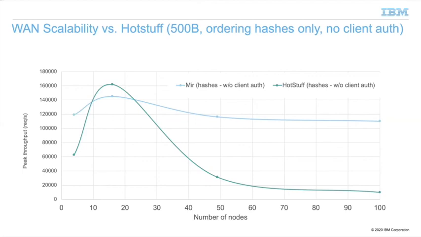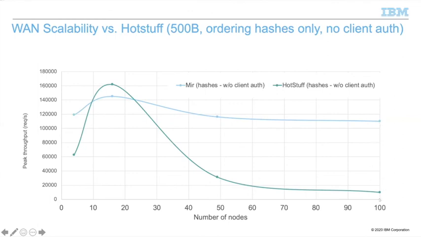So if this works, Hotstuff throughput grows until a certain point where the leader, who essentially sends the batches of hashes only, has its bandwidth saturated, and from that point on, it scales inversely proportional to the number of nodes. Whereas Mir essentially scales much better. So at 100 nodes, we have a 10x difference between Hotstuff and Mir.